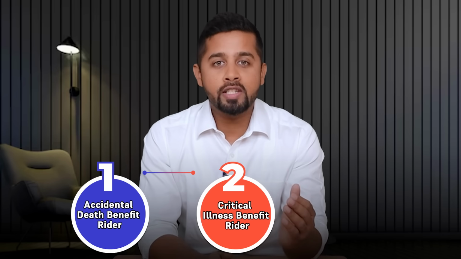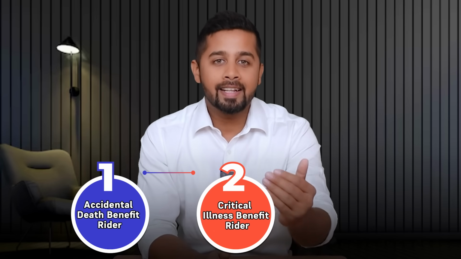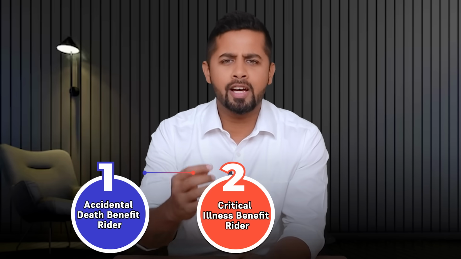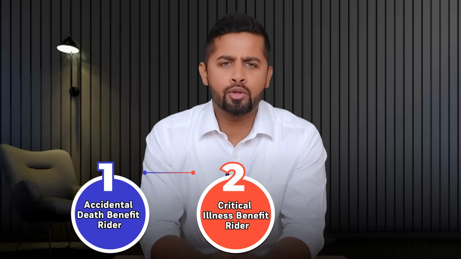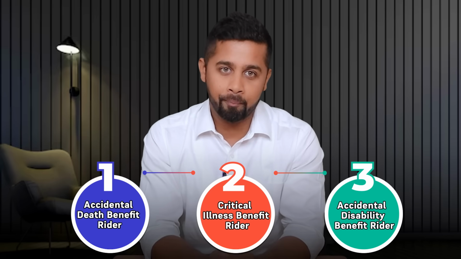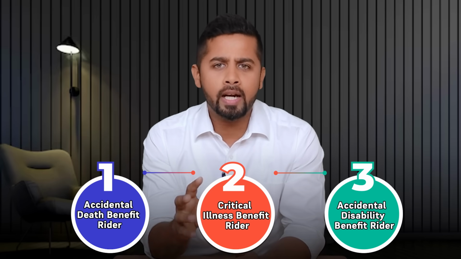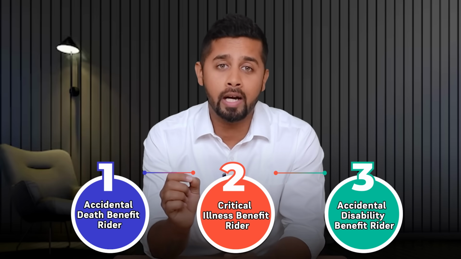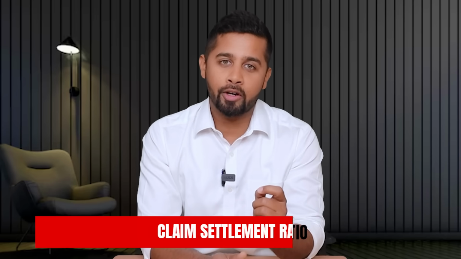Second is Critical Illness Benefit Rider. This rider helps the policyholder financially in case they are diagnosed with a critical illness during the policy tenure, like cancer, stroke, kidney failure, and so on. Then third rider is Accidental Disability Benefit Rider. This rider provides a regular income to the family in case of a permanent disability of the policyholder due to an accident. Then another key parameter you must check before shortlisting a term plan is claim settlement ratio.